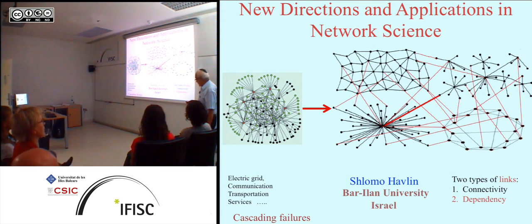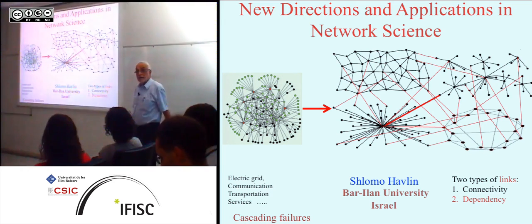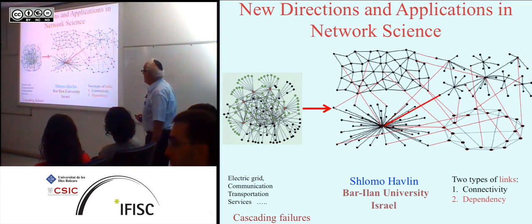And what is the title, as you see, I will ask to speak a little bit about new directions and application in network science. Network science became very active in the last 12 years. And I will tell you also the reasons why it became active. And I will show you one new direction, which is going from single network to interacting networks.